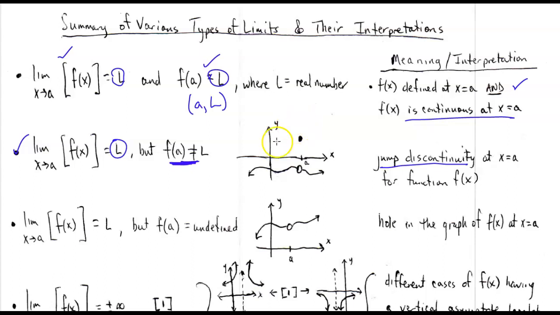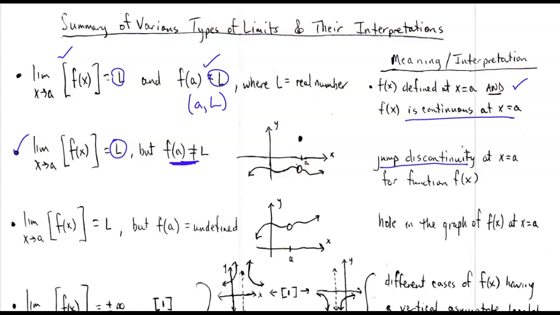So notice that if f of a was equal to L, this point now would actually be down here, and it would be filled in like this, and it would be called continuous at that particular x value. But because it looks like this, and we know that our function does not have the same y value at x equals a as the limit of the function, then we know we have this specific type of jump discontinuity, okay?